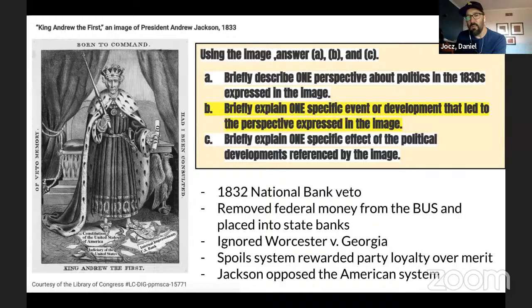And also just the fact that Jackson opposed the American System was, for some people, a king type thing. The other presidents were kind of cool with the bank at this point, and the tariff wasn't as big of a deal. Why are you blocking this progress after the War of 1812? That was the view of especially the Whig Party. So all of these events that happened during Jackson's presidency could be interpreted by some people to lead to this view of Andrew Jackson you see right there.